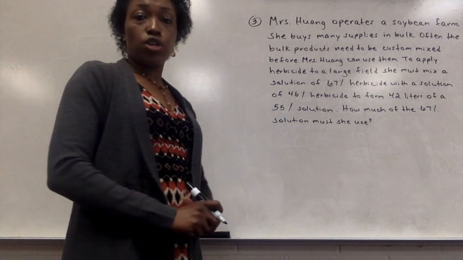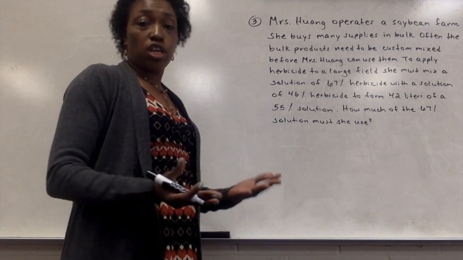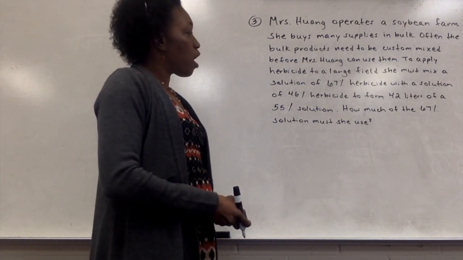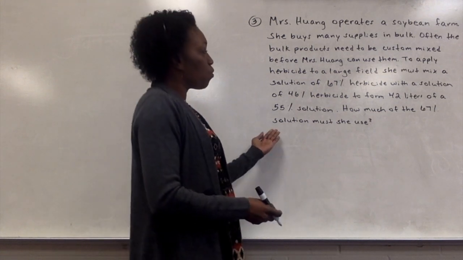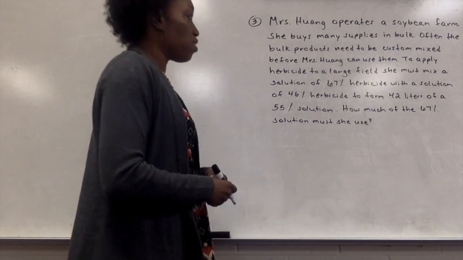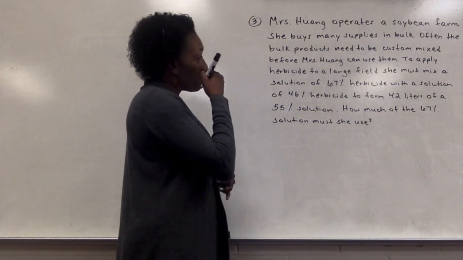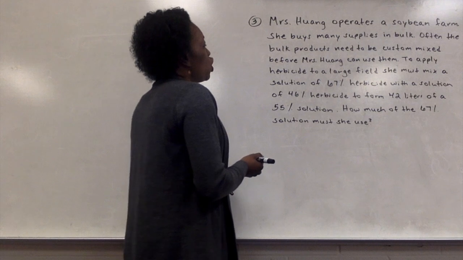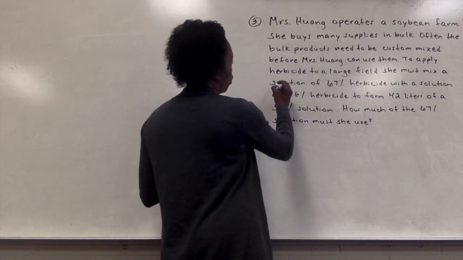So the first thing we want to do is we always go to the question first because the question tells you where your variable will be. So we want to know how much of the 67% solution must she use. In other words, we're trying to find out how many liters of that 67%. So what I'm going to do right now is underline everything that's given. So we know she's going to mix 67% solution.